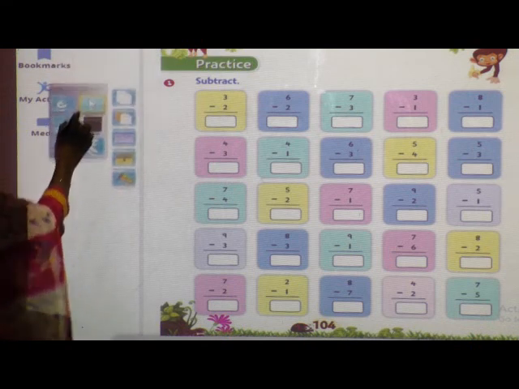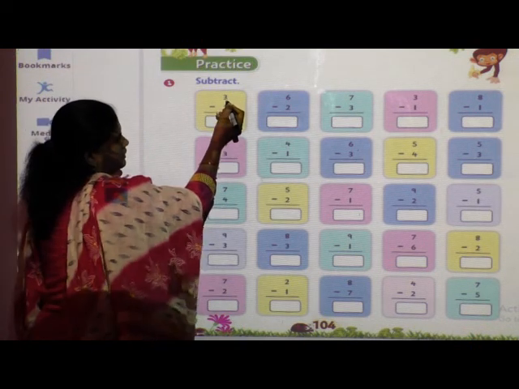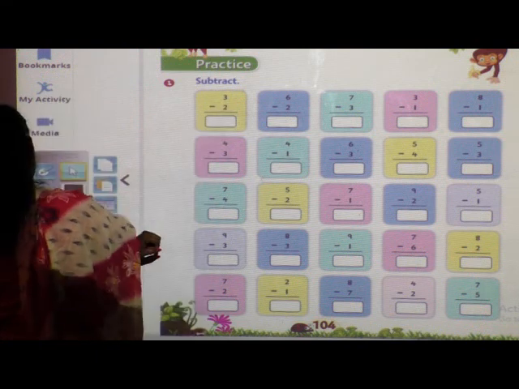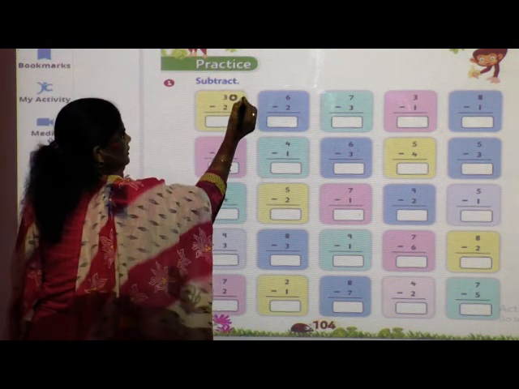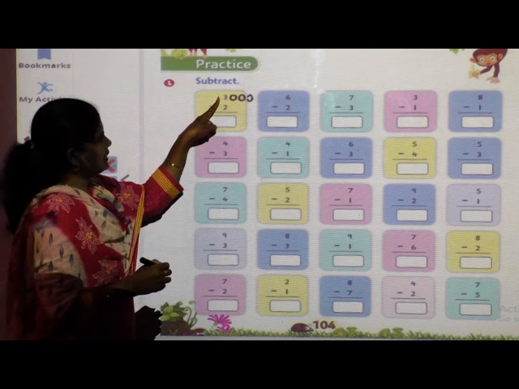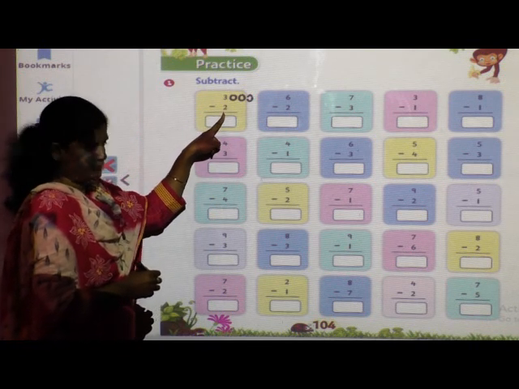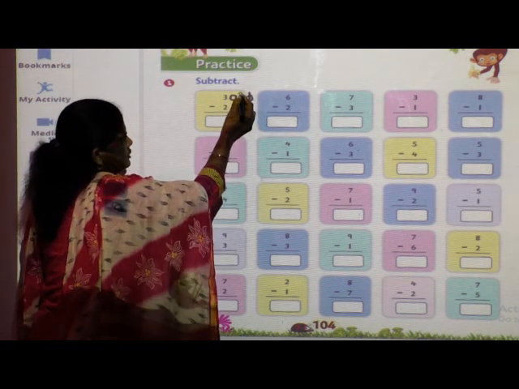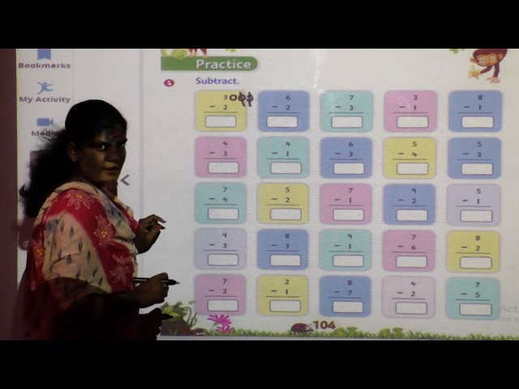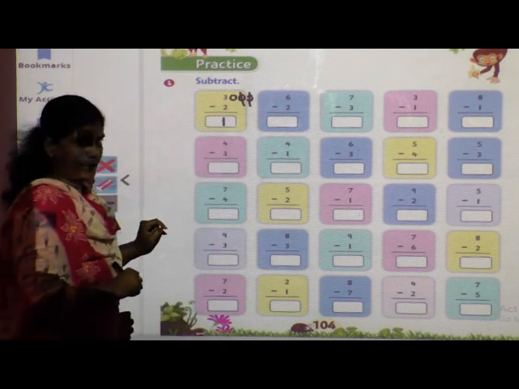Okay, so once again I will explain. See here the number is 3, so we will write here 1 2 3. Now from this 3 we have to cut minus 2. So 1 2, how many circles are remaining? Yes, 1, so we will write here 1.